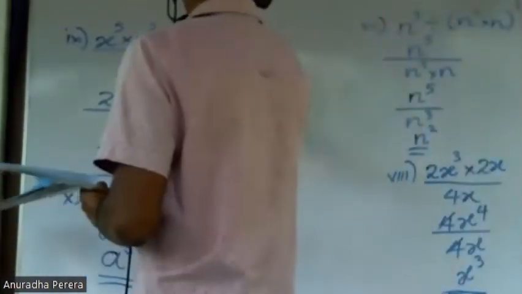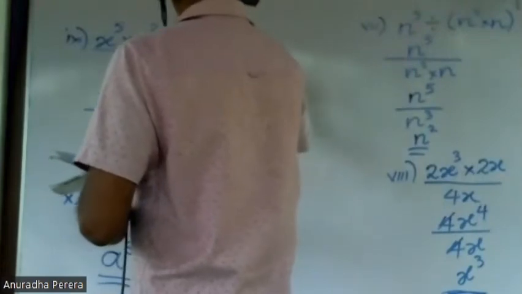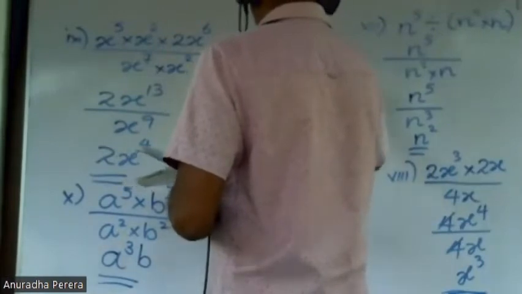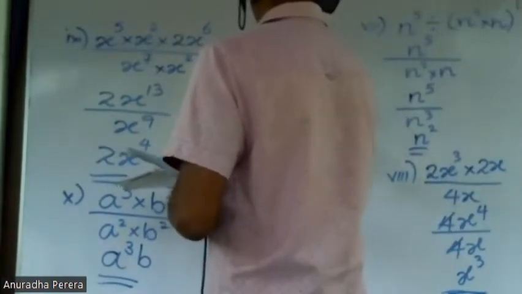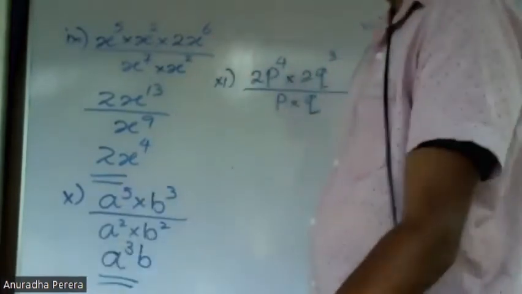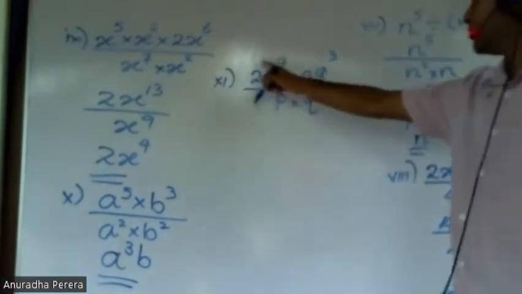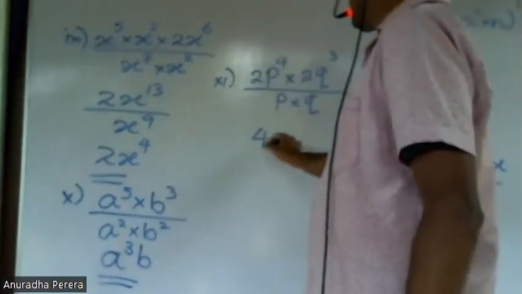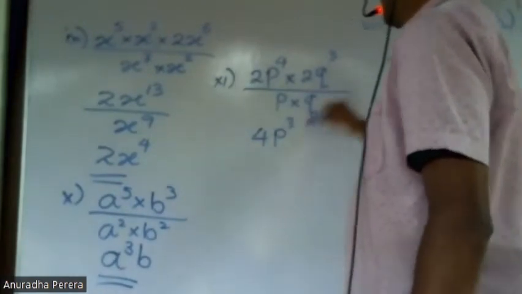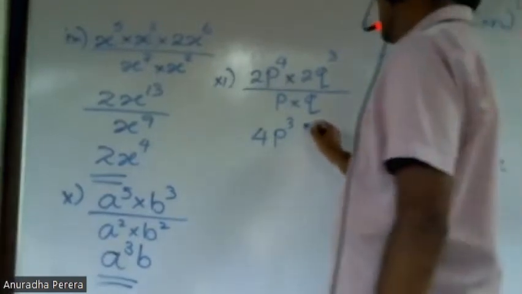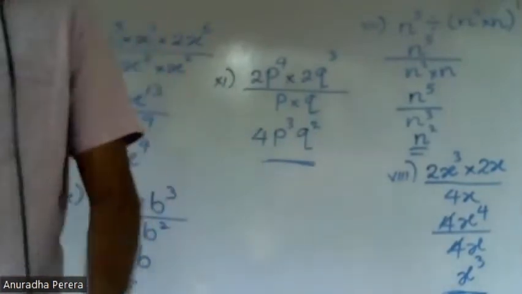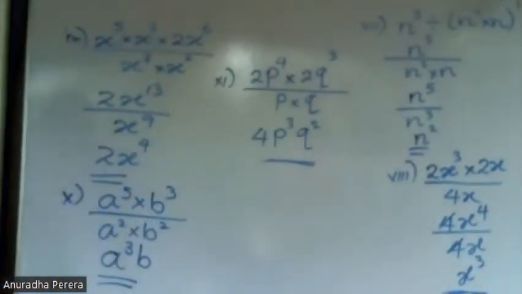Question number 11. 2p to the power 4, 2q to the power 3, over p into q. Right? You can multiply them. 2 into 2, 4. Then divide this p to the power 4 over p. What is it? P to the power 3. Q to the power 3 over q to the power 1. Q to the power 2. Have you got the answer, Mita? Yes, sir. Right. Very good.